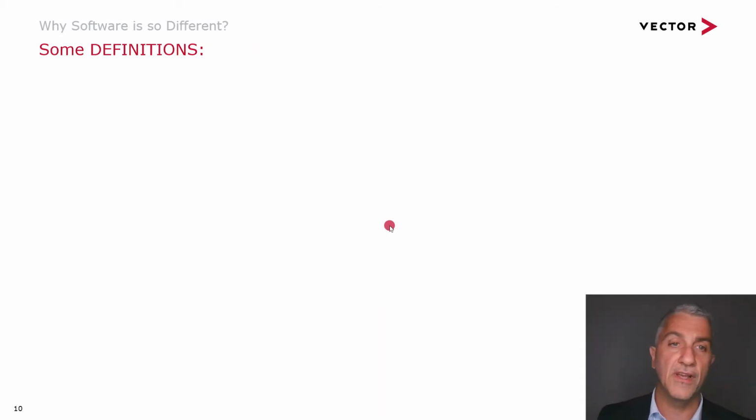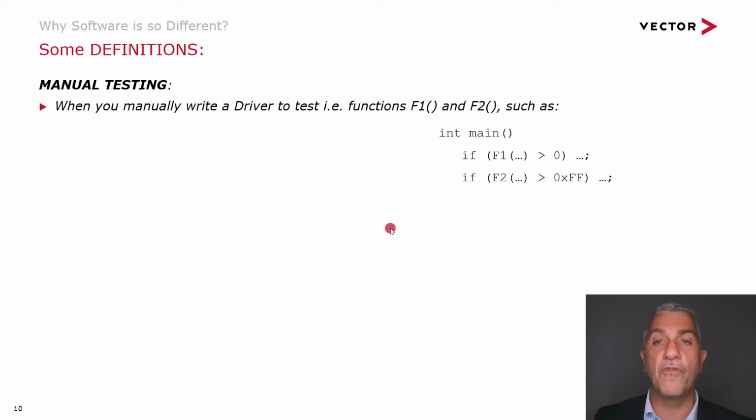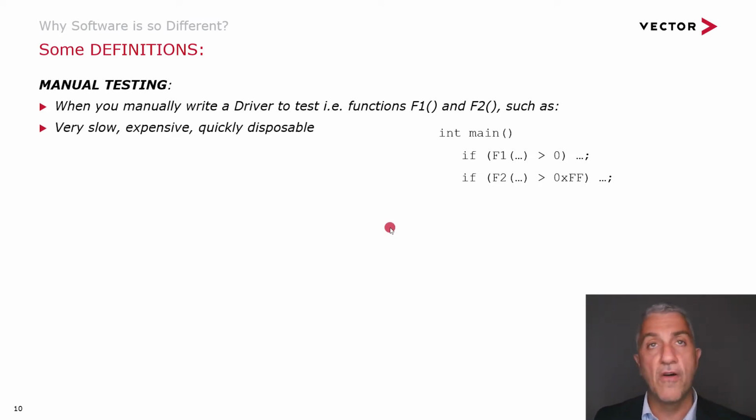So some definitions. If we talk about manual testing, what are we talking about? When you manually write a driver to test your function. For example, if you write a main and then you write manually some code to test your own code. Of course, this approach is very slow, very expensive, because you almost write one line of manual testing code for each line of code, and it is quickly disposable. It's quickly out of date, so you could not use it anymore.